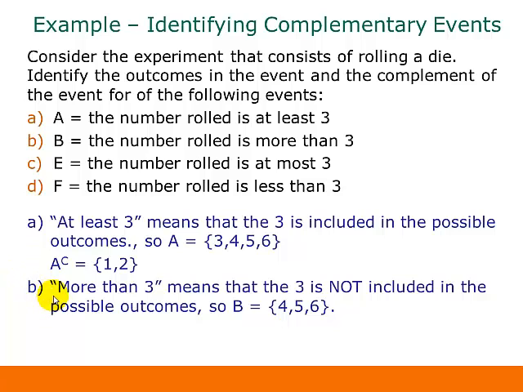Now here's where the wording gets tricky, the difference between at least 3 and more than 3. More than 3 means that the 3 is not included in the possible outcomes, whereas at least 3 meant that the 3 was included. So in part B here, our event B is 4, 5, and 6 because we're not including the 3. That means that the complement of B is 1, 2, and 3 because it's everything in the sample space that was not in B.